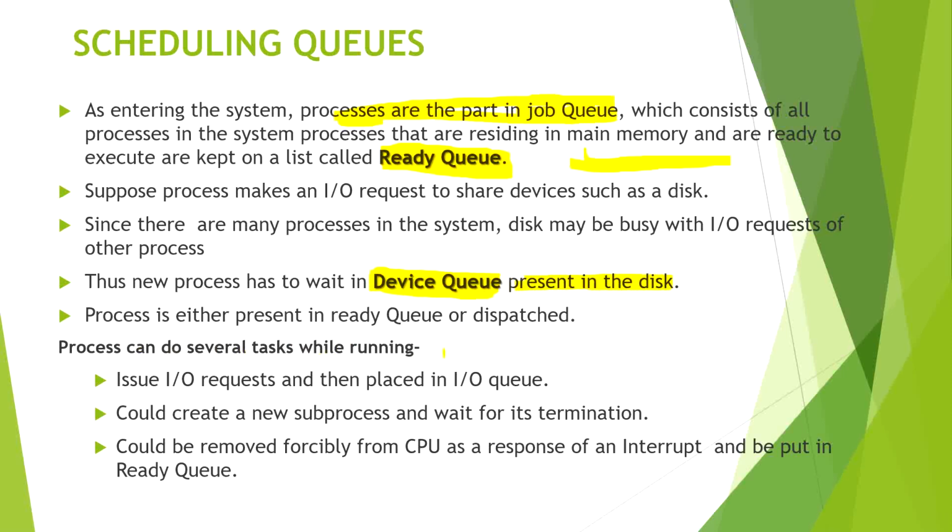A process can do several tasks. While running, it can have certain privileges to do different types of tasks. It can issue input output requests for any data, for giving output or taking input. It can issue requests for different devices, and it could create a new sub process, meaning a child process, and wait for its termination. It can also remove its child process from execution and move it to the ready state. This privilege the process has at the time of execution, to pull over from the execution state to the ready state.